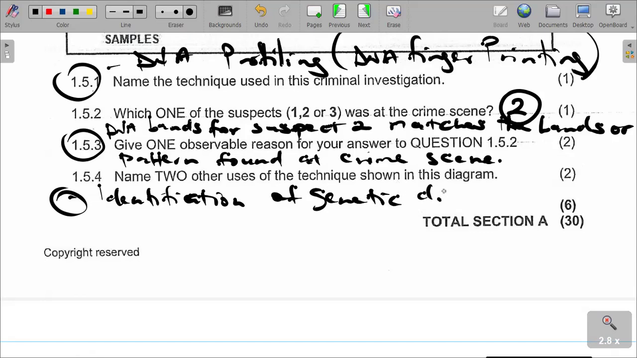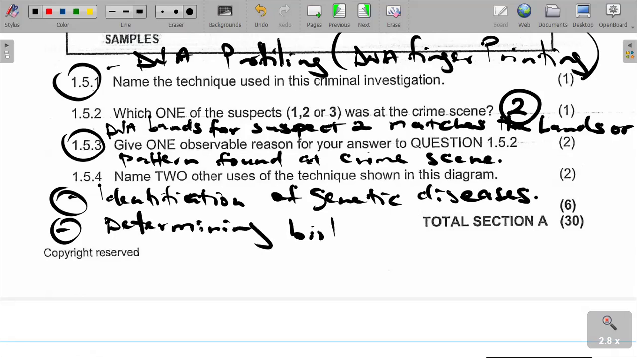Identification of genetic diseases can be identified through this process. And then we can talk about paternity, determining biological parents. Biological parents can also be determined through our DNA profiling, where we can see the closeness of matching. We can also use it in terms of determining evolutionary relationships between organisms.